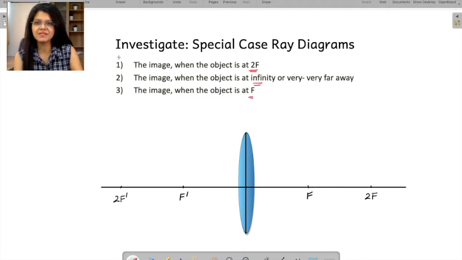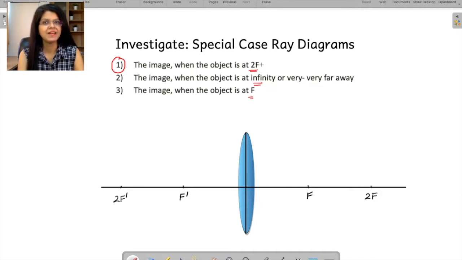So let's start with case 1, which is finding the image when the object is at 2f. So I would request that you continue with your work along with me. So first things first, draw a lens in your notebooks. If you're lagging behind me, you can pause the video, complete the work and come back and play the video again. So start with drawing the lens. You can take any focal length of your wish.